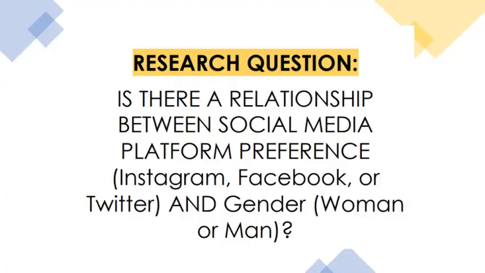So, let's see the first research question here. Is there a relationship between social media platform preference and gender? The variable is Instagram, Facebook, or Twitter. There are three different groups, so we can consider this a nominal variable, and gender is woman and man, a dichotomous nominal variable again. If we want to know if there is a relationship between the social media platform and gender, you will proceed with the chi-square because both of them are nominal variables.